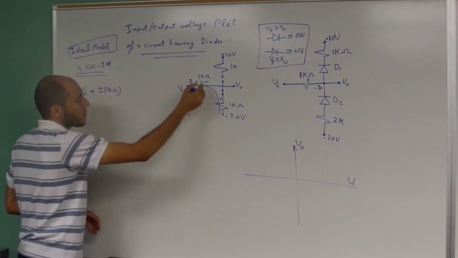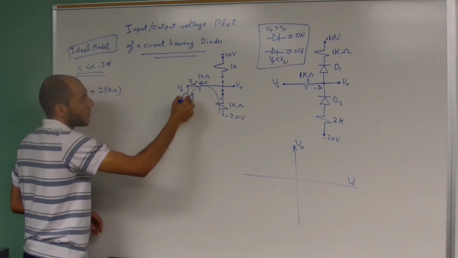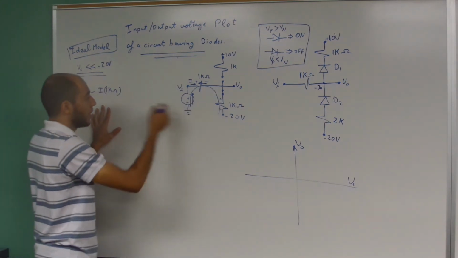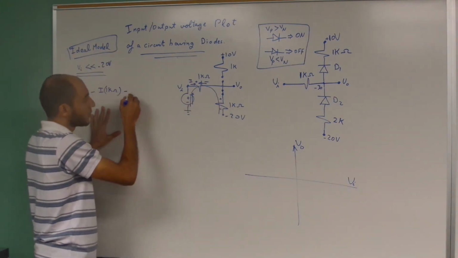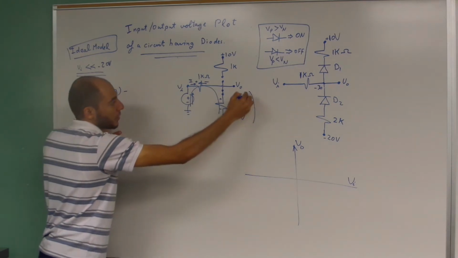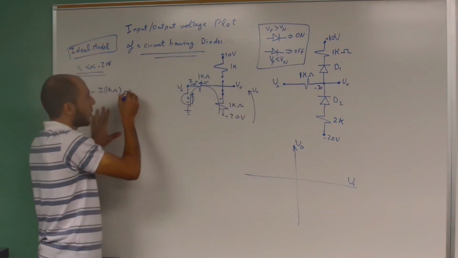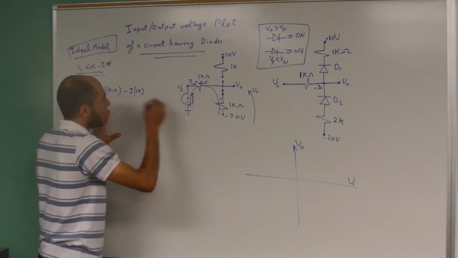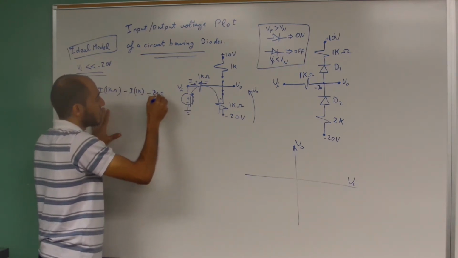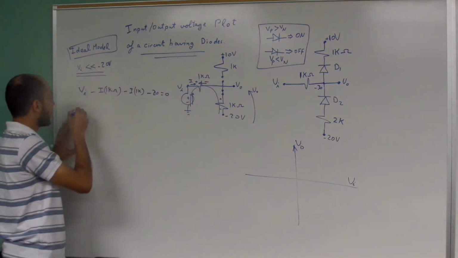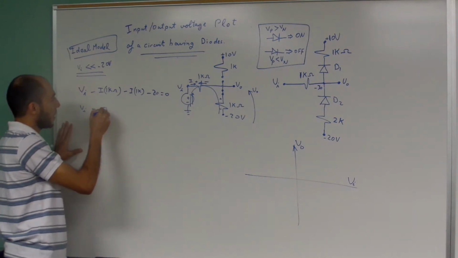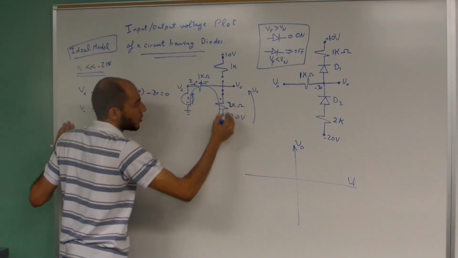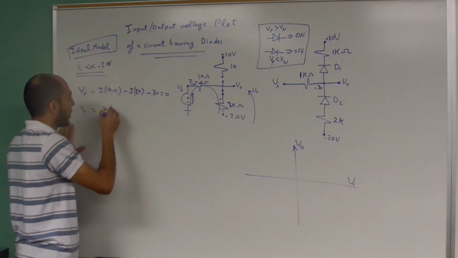No, that's a minus, because the direction of the voltage is opposite to the direction of this voltage, so it's a minus I, and then minus, let's see here, that's the output, minus I multiplied by 1 kilo ohm. And then here, minus 20 volts equals 0. Which means that V input equals I multiplied by, let's see, so that's 2 kilo ohms, so that is 3 kilo ohms.